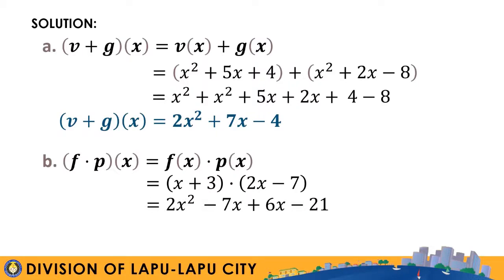Using FOIL method, x times 2x is 2x squared. X times negative 7 is negative 7x, 3 times 2x is 6x, and 3 times negative 7 is negative 21. Now, combine like terms, negative 7x and 6x is negative x. Thus, f times p of x equals 2x squared minus x minus 21.